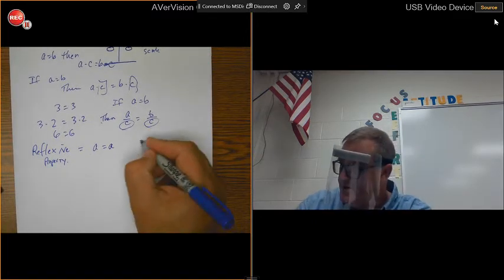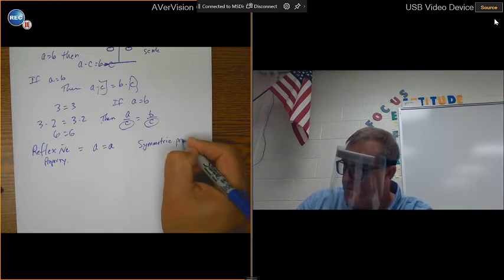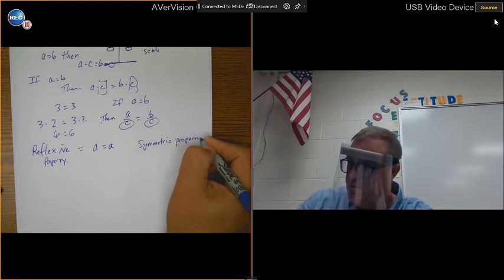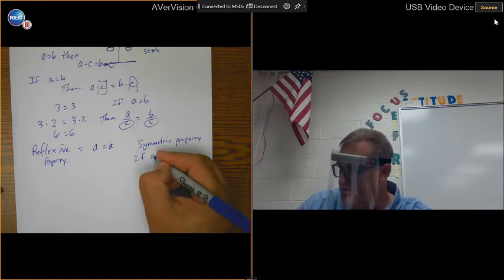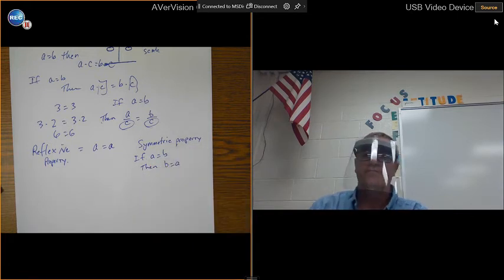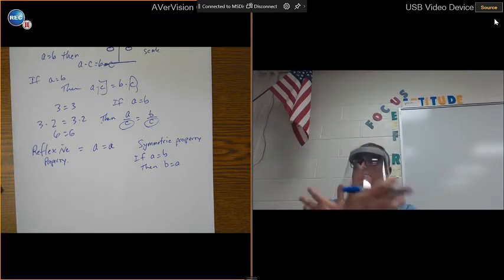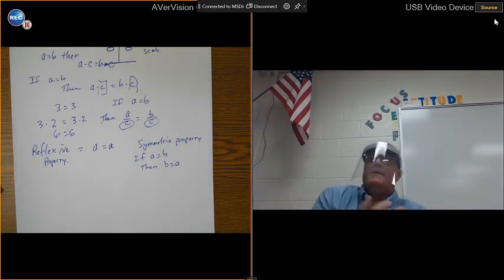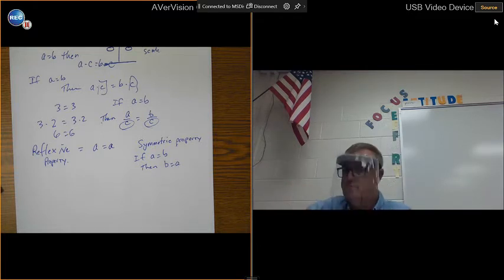Symmetric property just means it doesn't matter the order. If A equals B, then we can switch the order and say B equals A. Doesn't matter which one comes first. If they're equal, they're equal. Doesn't matter if it's on the left or on the right. Okay.